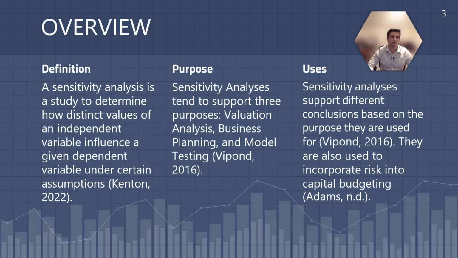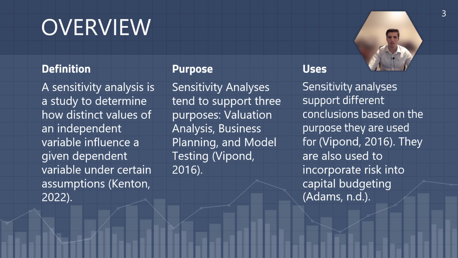Tim Vipond with the Corporate Financial Institute breaks down the purpose of sensitivity analyses into three categories: valuation analysis, business planning, and model testing. Each of these categories allows you to draw a different conclusion and gain different bits of insight based on what you're researching. Sensitivity analysis for valuation analysis can help you assess the impact of a project as assumptions change. For business planning, it helps you determine cash flow and funding requirements. And for model testing, it can help test a model's functionality, such as if the model is behaving as intended.